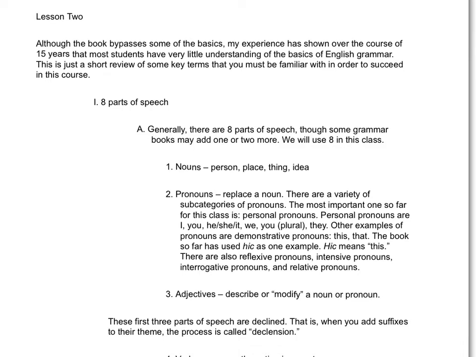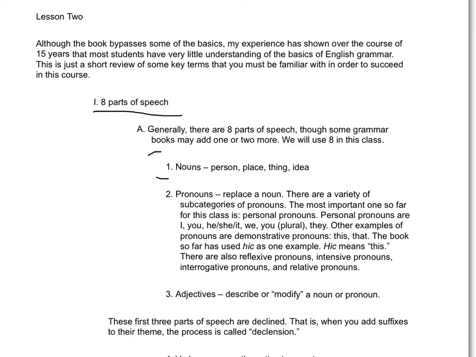So the book bypasses some of the basics, but my experience has shown over the course of about 15 years of teaching Latin to college students that most students have very little understanding of the basics of English grammar. I won't belabor these points, but I do want to go over them quickly so that everyone is on the same page as far as the terminology. So it's just a short review of some of the terms that you must be familiar with. I want to point out that there's 8 parts of speech. That's a pretty crucial point to this class. If you don't know what I'm talking about when I'm talking about a noun, you'll be entirely lost, obviously.